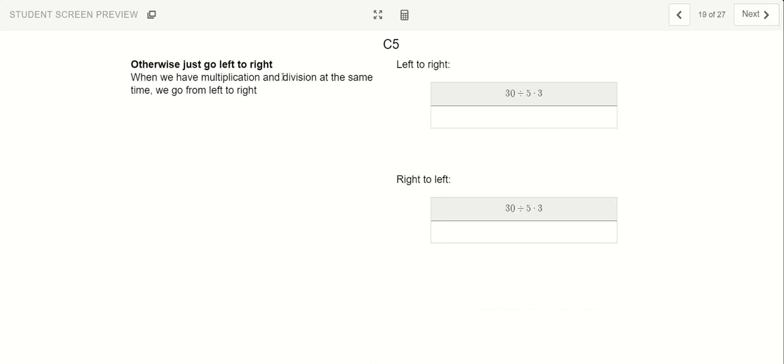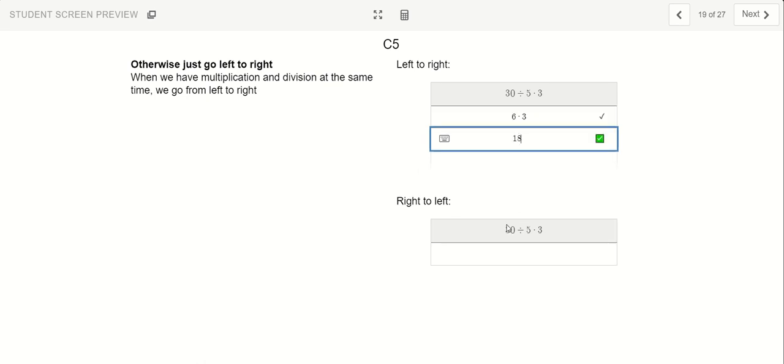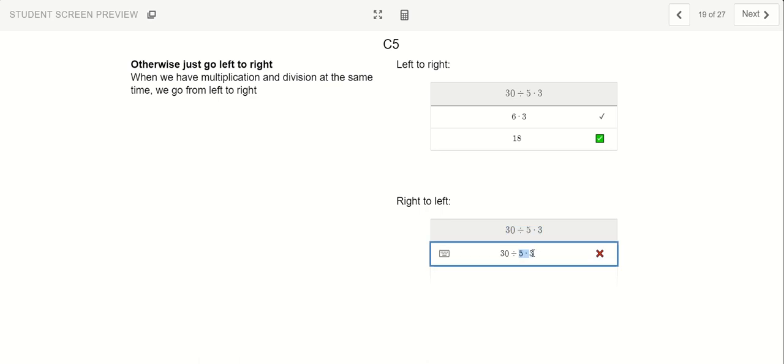If we have multiplication and division on the same level, we just default left to right. So here, if I go from left to right, notice that this is going to be 30 divided by 5 is going to be 6, and then 6 times 3 is 18. If I tried going right to left, it's going to be different. 5 times 3 is 15, and 30 divided by 15 is 2. So if we have the same terms on the same level, such as multiplication and division, we're just going to default from left to right.